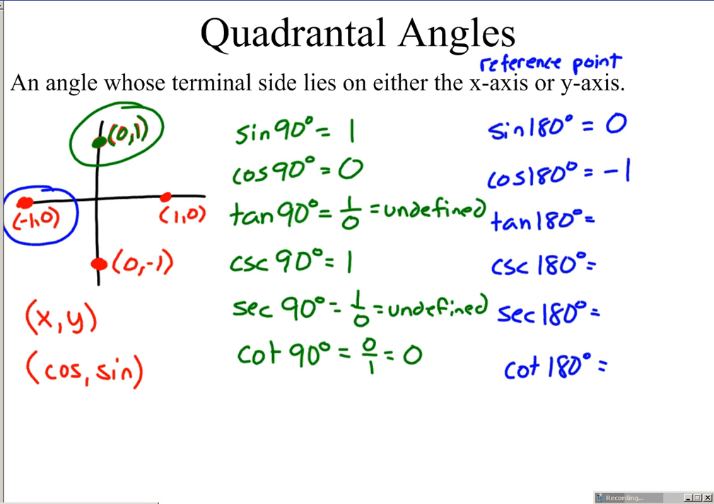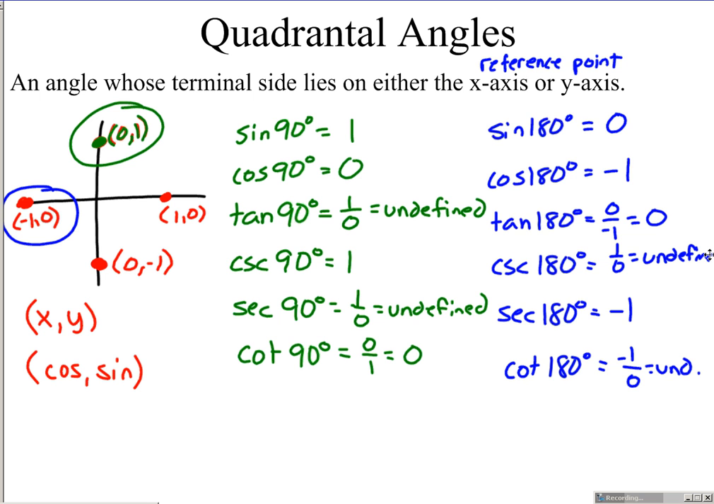Tangent of 180, opposite over adjacent is tangent. Remember, opposite is sine, adjacent is cosine. So in this case, our quotient identity, sine over cosine, is 0 over -1, which is 0. Cosecant, reciprocal of sine, 1 over 0, which is undefined. Secant of 180, reciprocal of cosine, -1. Cotangent of 180, -1 over 0, which is undefined.